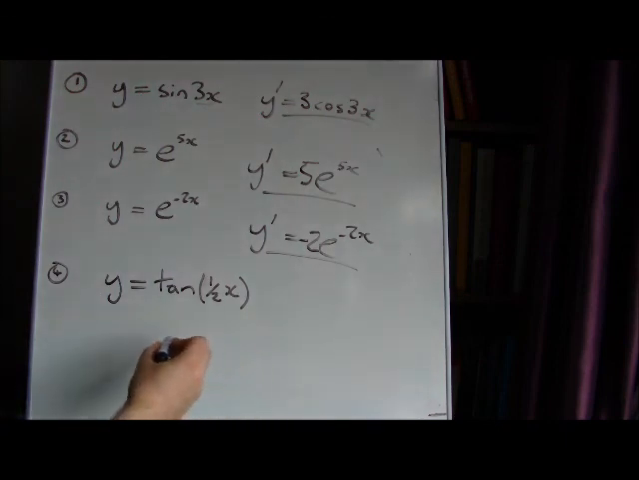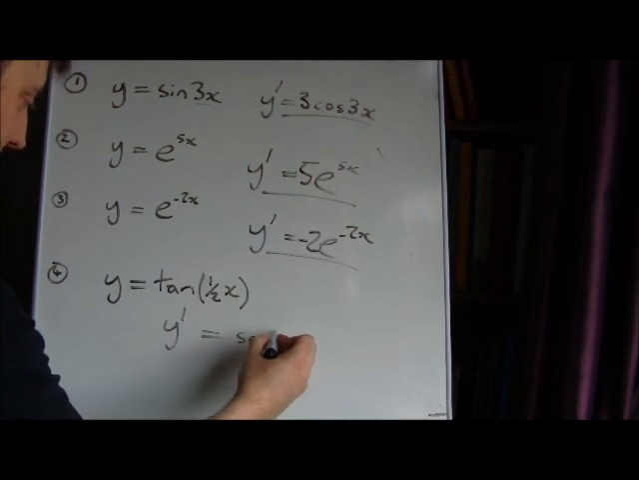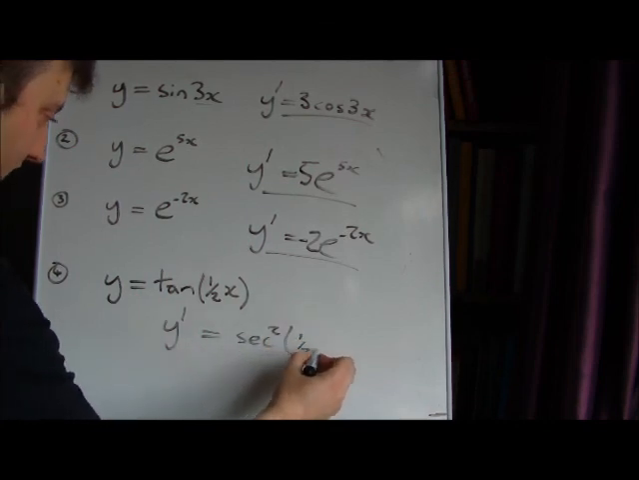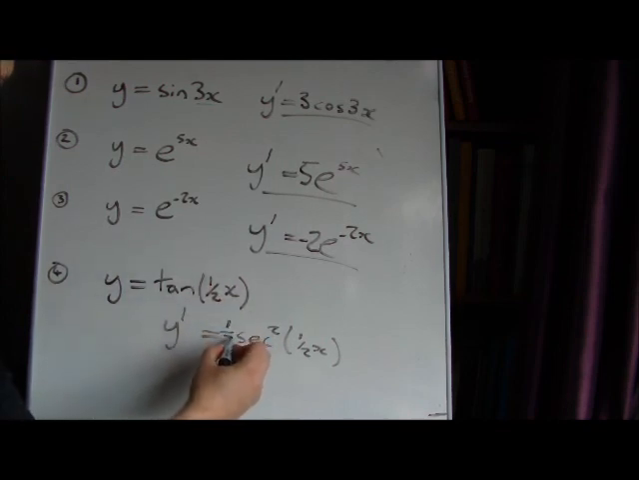For the final one, if we want the gradient of this one, the outer function is tan. When we differentiate tan, we get sec squared. So it's going to be sec squared half x. When we differentiate the inner function, we're just going to get a half. So that gives us the gradient there.